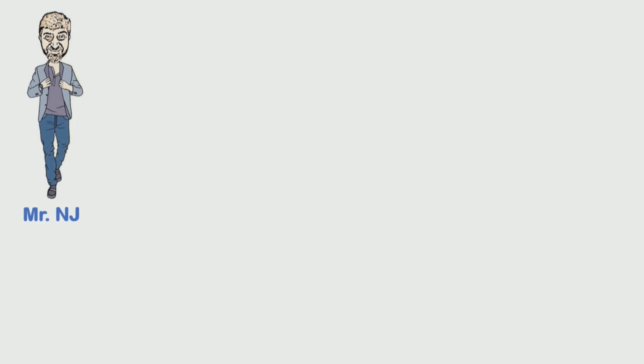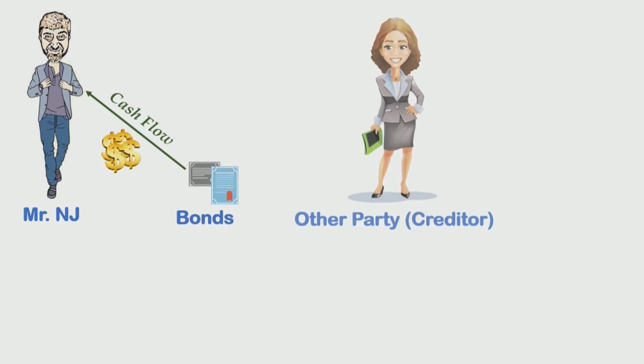Now please look into this fourth scenario and try to understand what is happening. Mr. NJ has financial assets in the name of bonds which are providing cash flows to Mr. NJ. There is another party who is a creditor of Mr. NJ, and this other party has to be paid some amount. Now this time Mr. NJ does not transfer the right to receive cash flow to this other party, but enters into a contractual arrangement with this other party that as and when Mr. NJ recovers the amount from this bond, Mr. NJ will provide the cash flow to the other party.